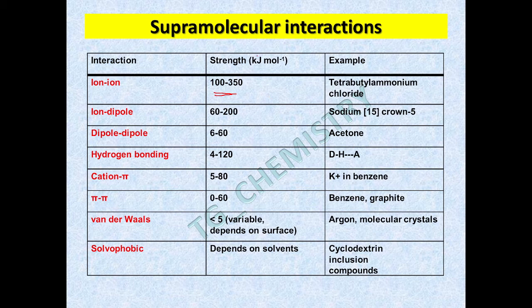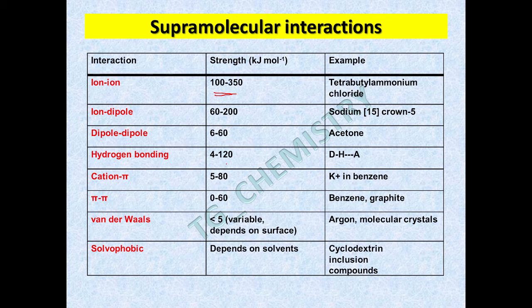Then comes the ion-dipole interaction, which has a strength of 60 to 200 kilojoule per mole, depending on the substrate nature. Here sodium 15-crown-5 can be seen, that means the sodium crown ether complexes fall under this category. Another interaction is the dipole-dipole interaction, a very important one, as you can see in the acetone molecule, which has a little less strength, 6 to 60 kilojoule per mole.